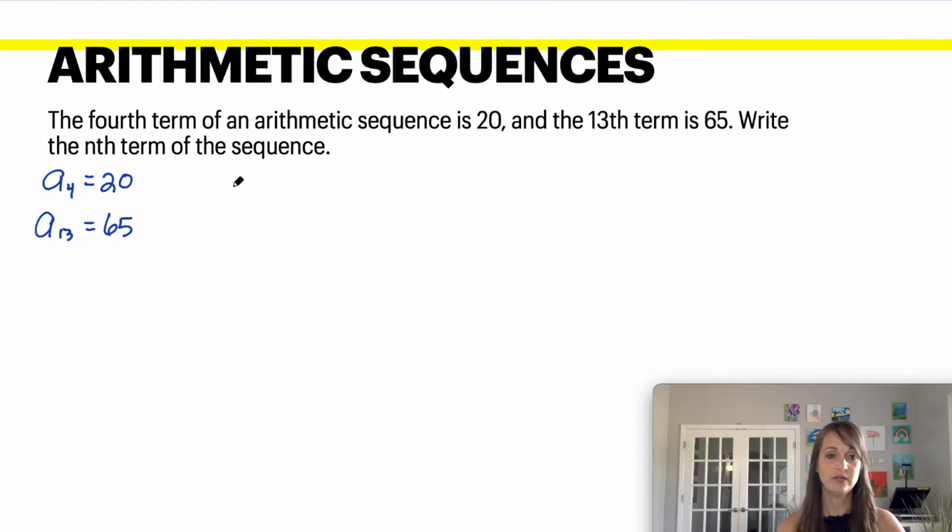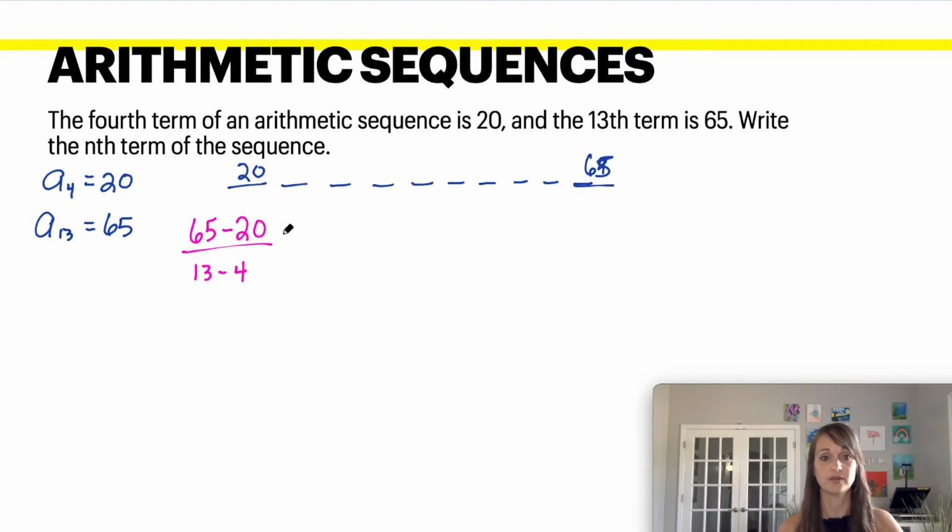So basically, the fourth term is 20, then the 5th, 6th, 7th, 8th, 9th, 10th, 11th, 12th, and the 13th is 65. That's a 5. We have to figure out how to get in between all those numbers to figure out what the common difference is. It's actually going to be very, very similar to slope. If we subtract the values of those terms on top and subtract the term numbers themselves, like the 13th term minus the fourth term, we will get the common difference.